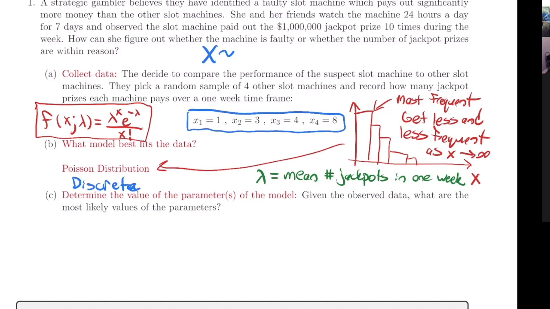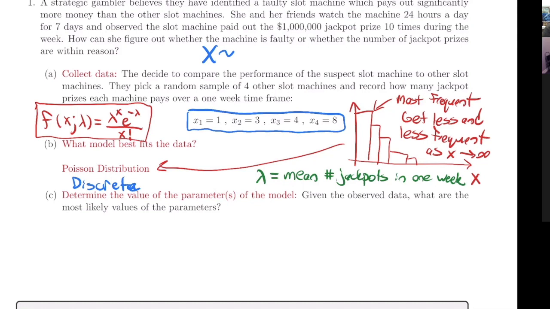So I wouldn't want to pick a normal distribution or an exponential distribution or things like that, because those are continuous random variables. And there are different types of discrete distributions: binomial, geometric, we've talked about other ones. The reason a Poisson might work out here is that Poisson distributions are used in situations where the most frequent occurrences are the smallest values, and as x gets larger and larger, the likelihood of x being large gets smaller and smaller.